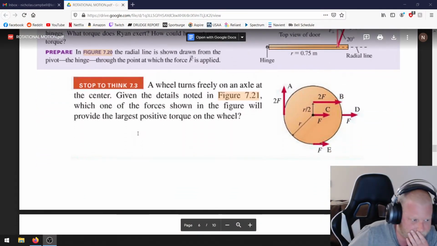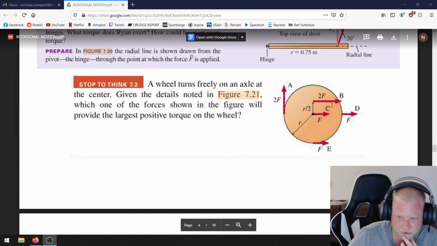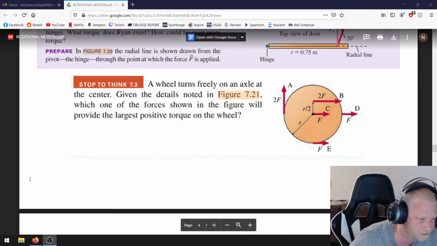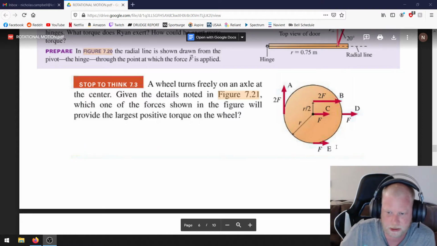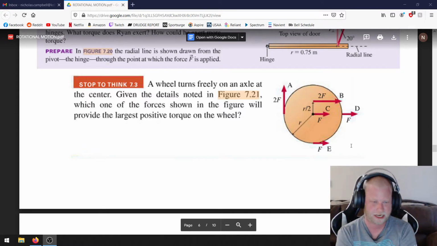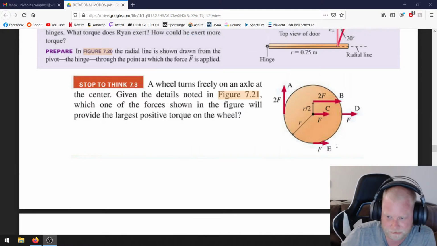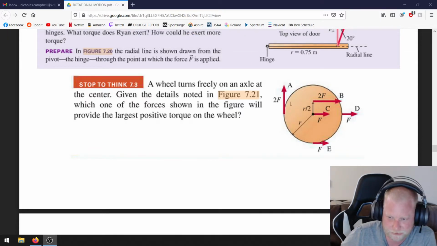Now, take a look at Stop to Think 7.3. We've got a wheel. It turns freely on an axle at the center. Which one of these forces will provide the largest positive torque on the wheel? So go ahead, pause the video, see if you can't come up with that answer. Well, the answer is E. Right? E is the only force that will force this wheel to rotate counterclockwise. So it's going to be the only force that will give you a positive torque.